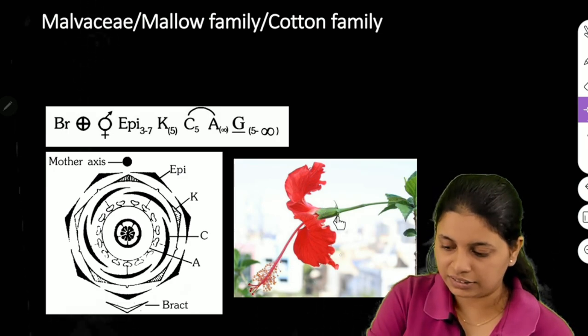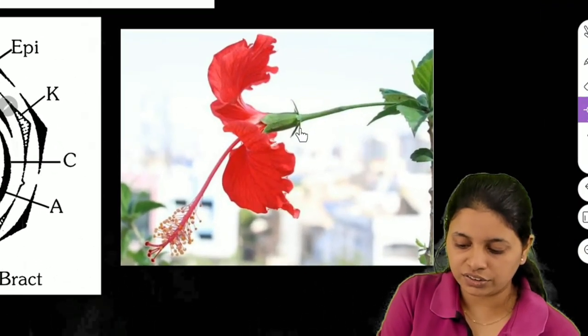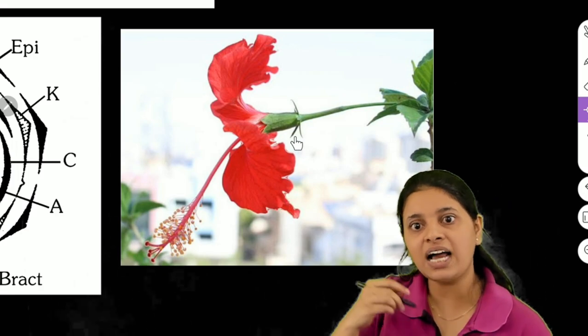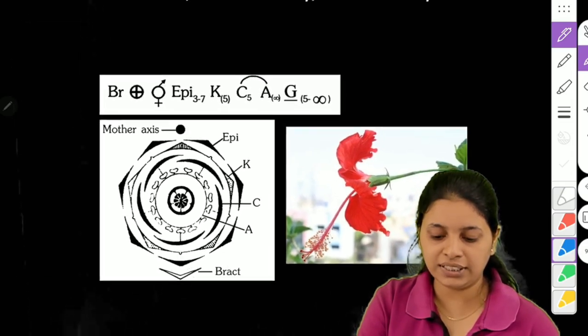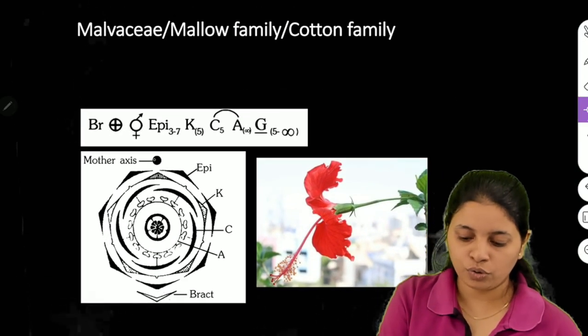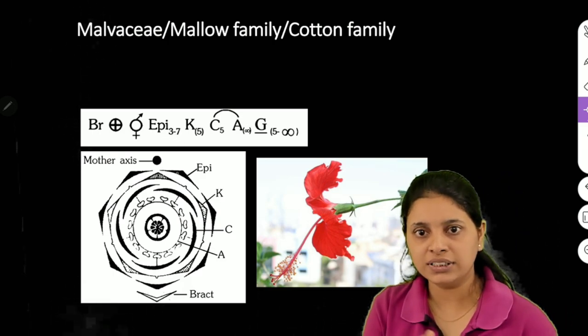And now see this. You see these structures which are outside the calyx, right? This whorl is outside the calyx and hence it is called epicalyx. What is this? Epicalyx. So the number of units in epicalyx range from 3 to 7.